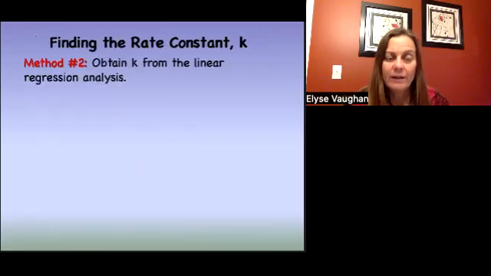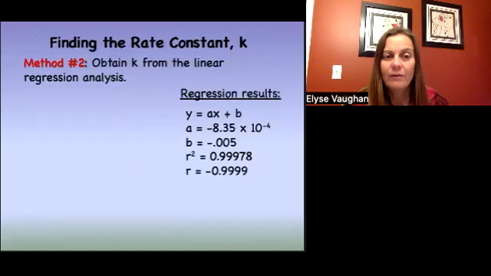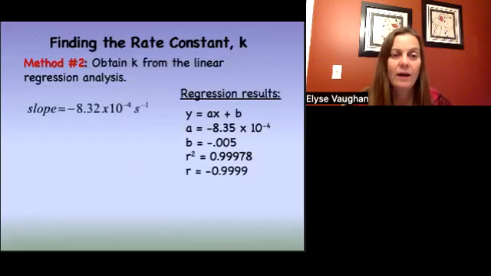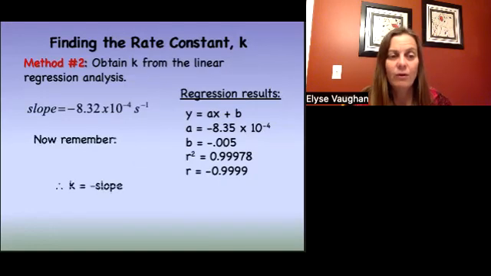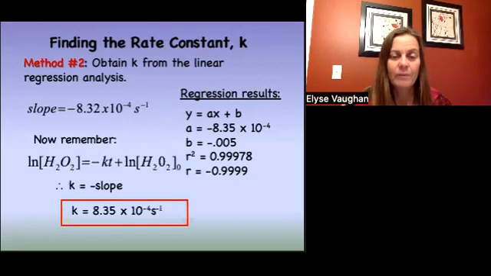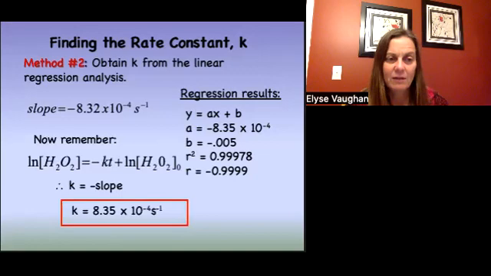Or because we've done the linear regression analysis, we can find the equation of the line, which had a slope of negative 8.35 times 10 to the negative fourth. And since our slope was negative 8.35 times 10 to the negative fourth, that's also our k value. Remember, the k is the opposite of the slope, or the slope is the opposite of k. So we can find it either way. We can find it mathematically, or we can find it graphically.